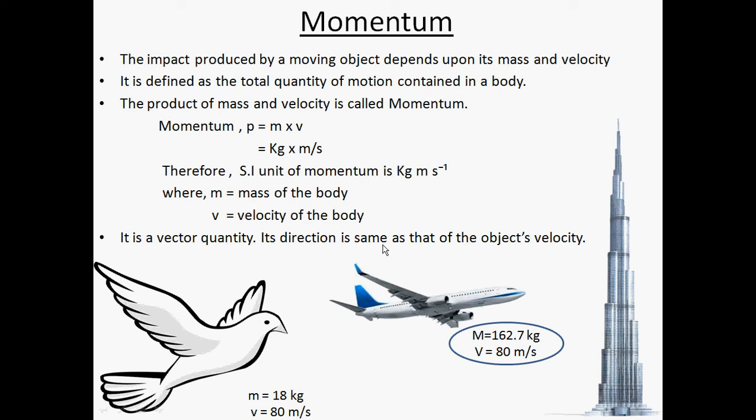So students, now we understand that the momentum of this aircraft is more, so it must be traveling at a much faster speed as compared to this bird. And if we compare the impact both the bodies will produce on this Eiffel Tower, the skyscraper, the aircraft will produce a greater amount of impact because it has more momentum.